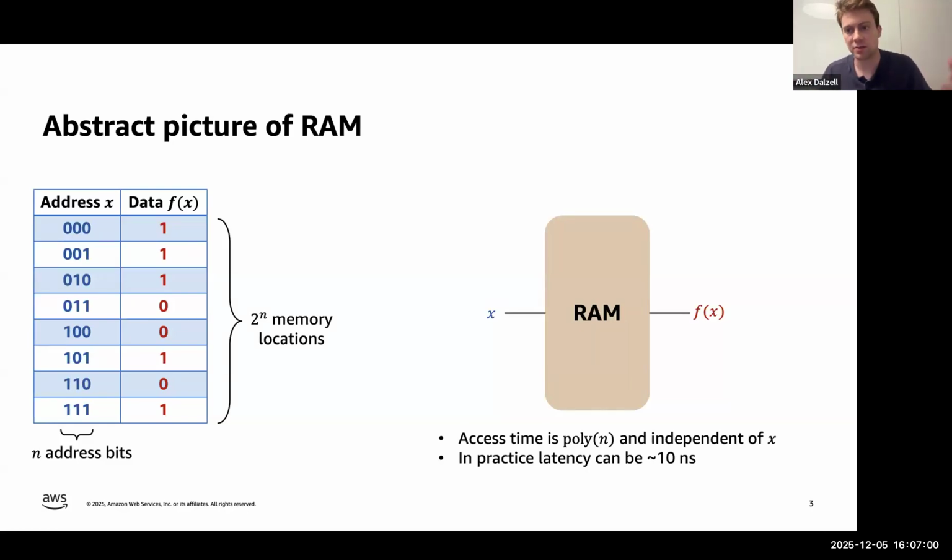So the abstract picture of classical RAM is that it's a device or an operation which has stored within it a classical data set f of x with 2 to the n binary entries in kind of the most simple version, where if you give this device an address x specified by an n bit number, it will give you back the data element f of x stored at that address in the memory. So if you give it 101, for example, for this data table, it would give you back 1.